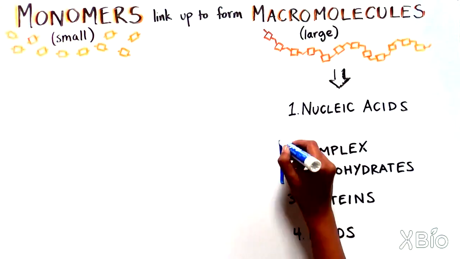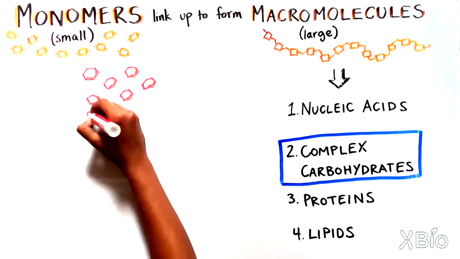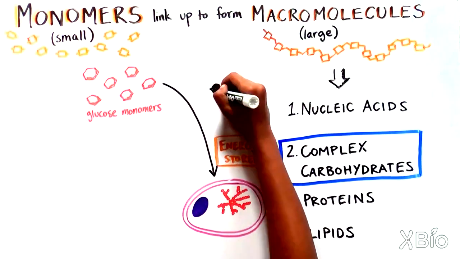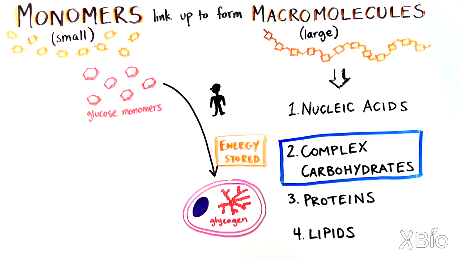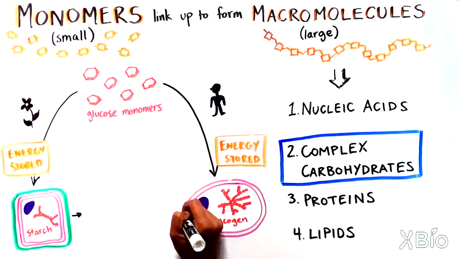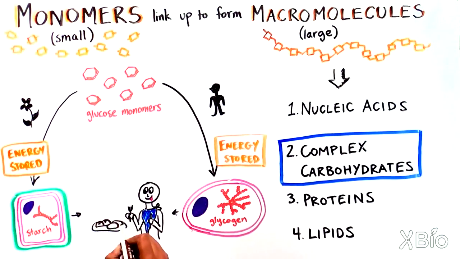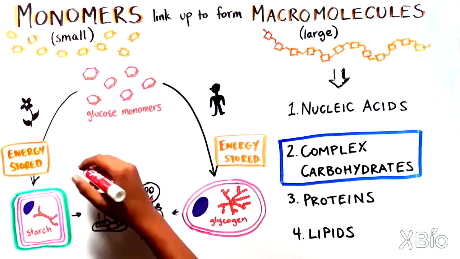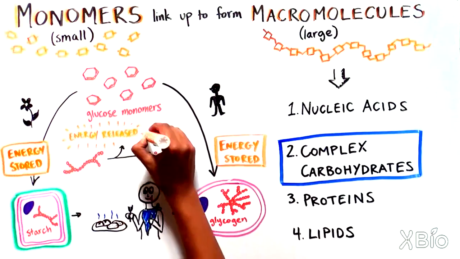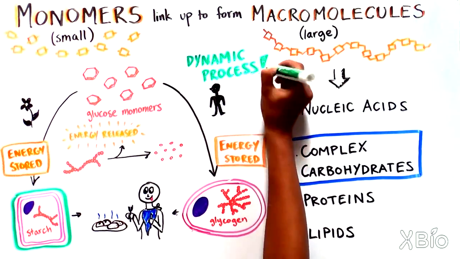Let's move on to sugars. Our cells take the simple sugars like glucose from our food and build them into complex carbohydrates that can be stored. Human cells store carbohydrates as glycogen, plant cells as starch. We can also directly take in complex carbohydrates from our diet. These are abundant in foods like bread and potatoes. Those get broken down and then are either directly used for energy or are built back up into glycogen for long-term storage. The process is dynamic.